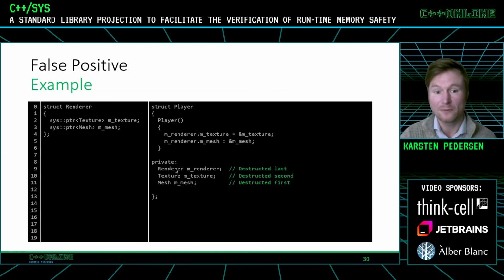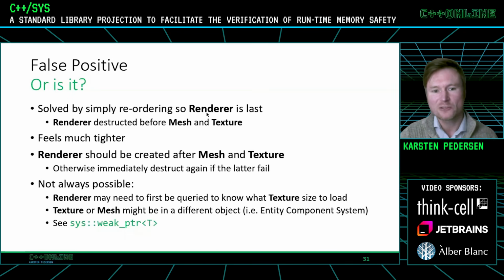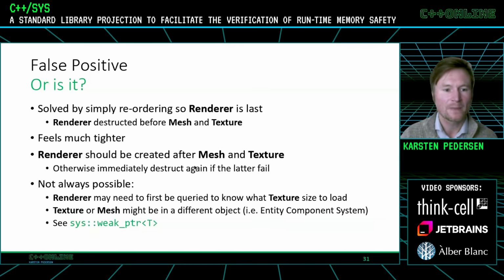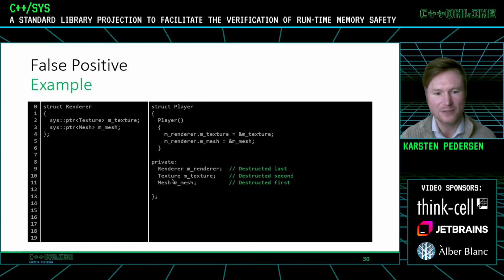So the solution is really quite simple: reorder them. So essentially the renderer should be the last thing. So the renderer should really just be placed here and moved here. And in some ways, I know this is a false positive, but it feels much tighter now, because it means that, as it destructs, any potential cleanup code is now going to be valid. So if, let's say, the texture had some weird cleanup code that relied on the renderer, you actually know that is now valid.